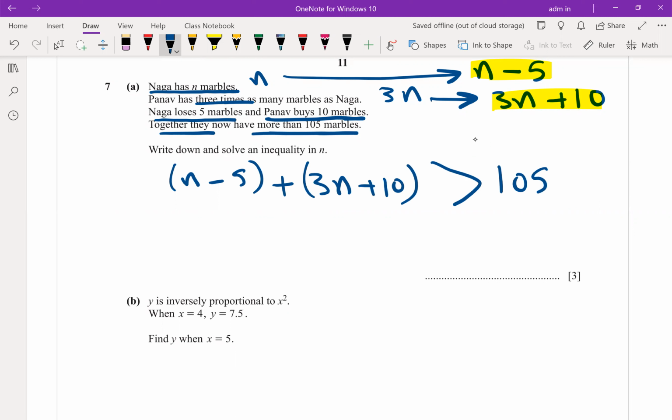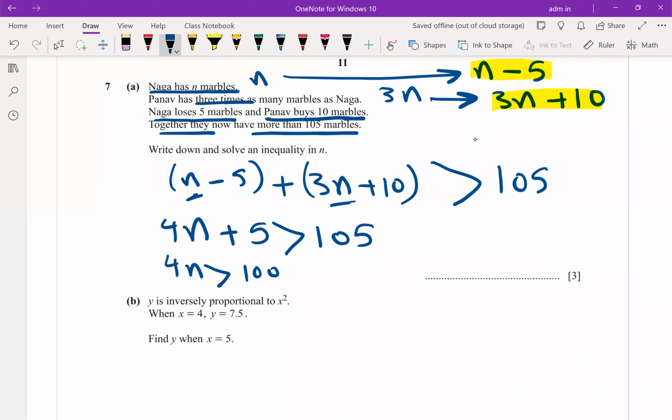Inequality. How to solve the inequality? Exactly the same as solving the equation. Find n, make n the subject. n plus 3n is 4n, plus 5, more than 105. Move 5 to the other side. 4n more than 100. Divide by 4. So n more than what? 25.